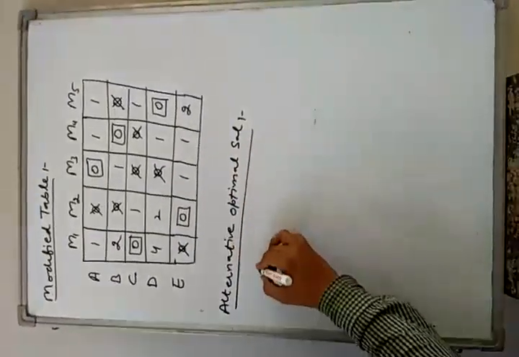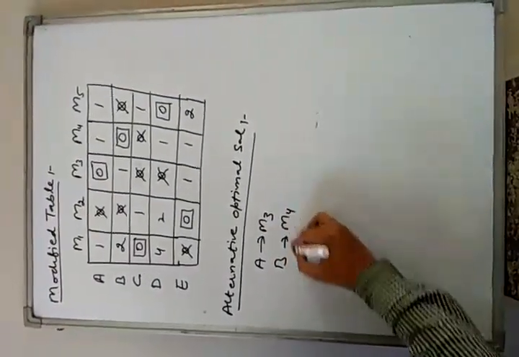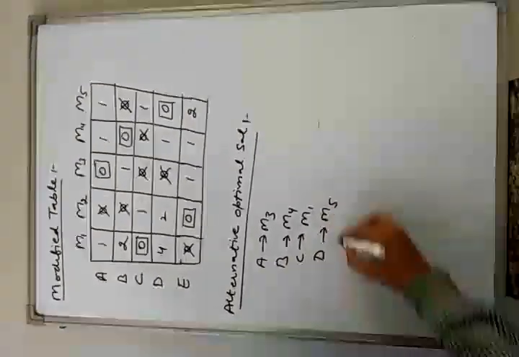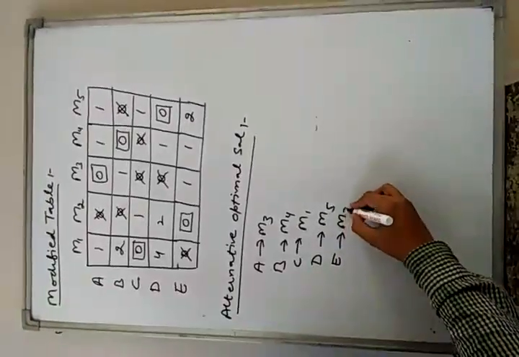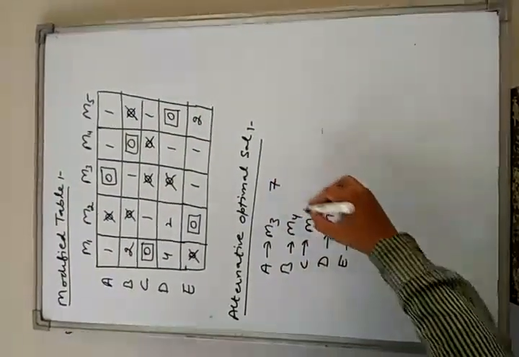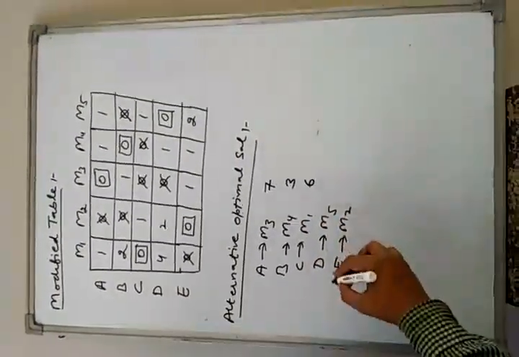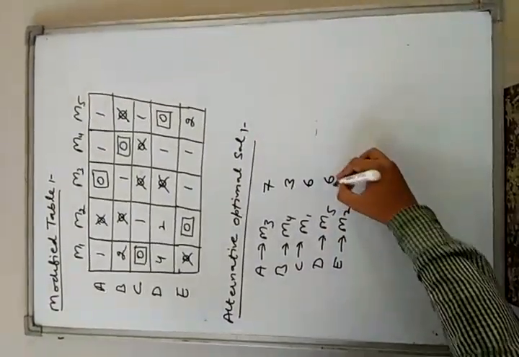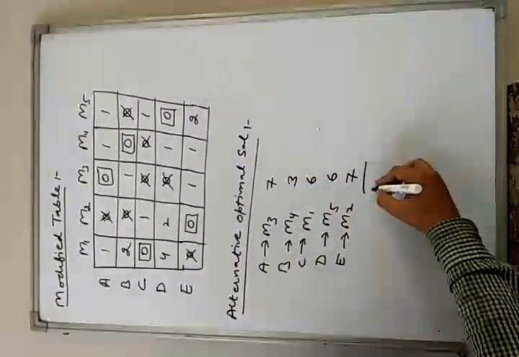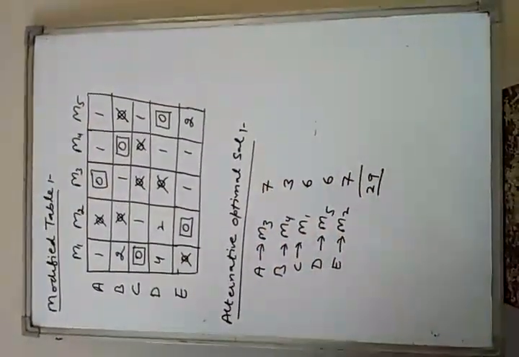The alternative optimal solution is A to M3, B to M4, C to M1, D to M5, E to M2. This is our alternative optimal solution. A to M3 is 7, B to M4 is 3, C to M1 is 6, D to M5 is 6, E to M2 is 7. This becomes 29. After calculation, we will get 29, and this is our alternative optimal solution.